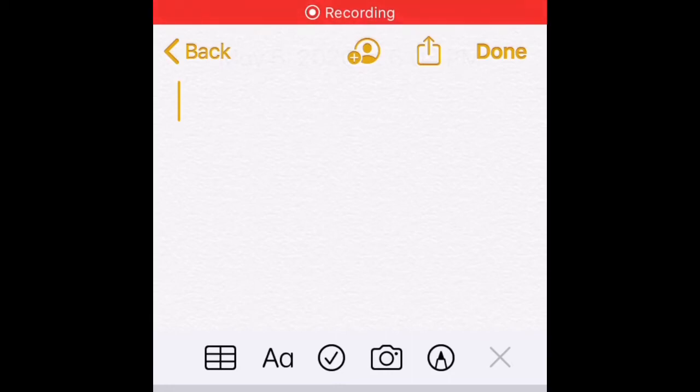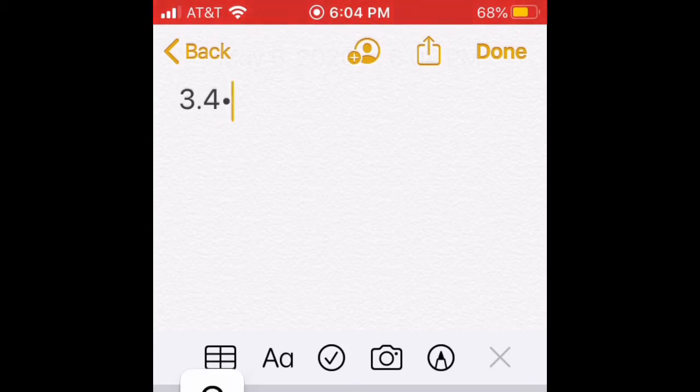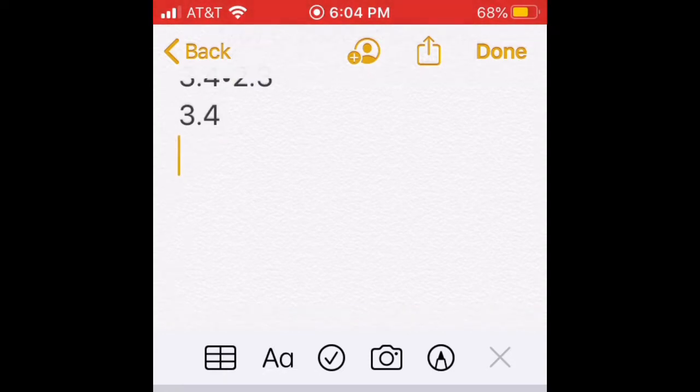Well, hello. Today we are going to be learning about how to multiply decimals. So, let's start. What if we multiply 3.4 by 2.3? Well, first of all, we need to multiply 3.4 times 2.3 in a column multiplication. So now let's multiply like in a normal multiplication.